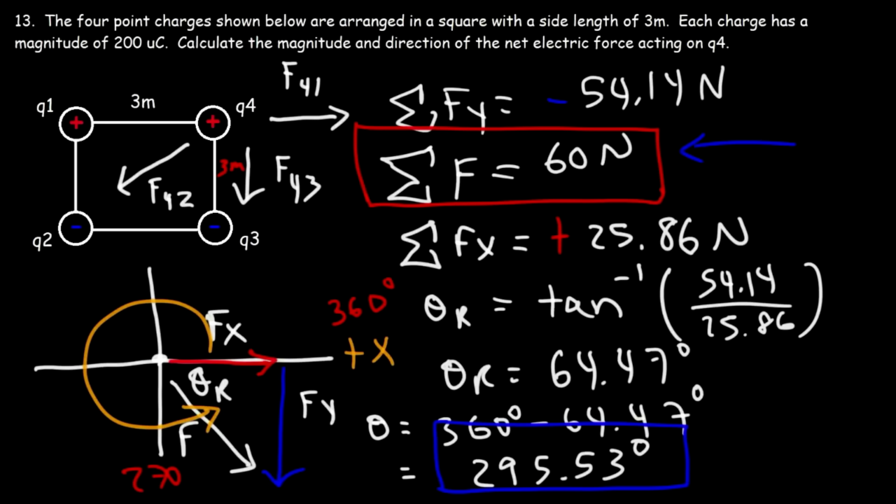So now we have our answer. The magnitude is 60 newtons and the direction is 295.5 degrees measured counterclockwise from the positive x-axis. This is counterclockwise, and this is the direction of a clock, which is clockwise.